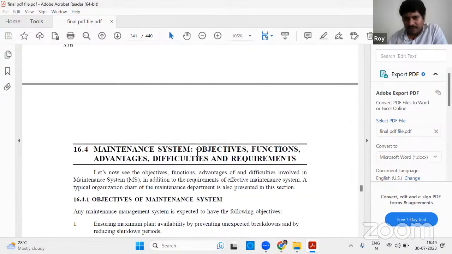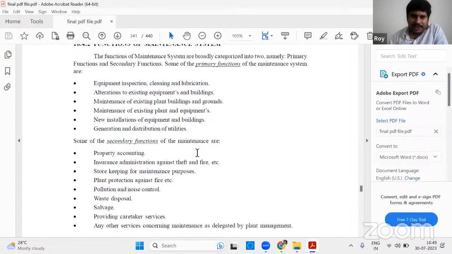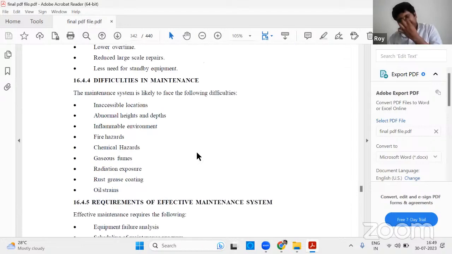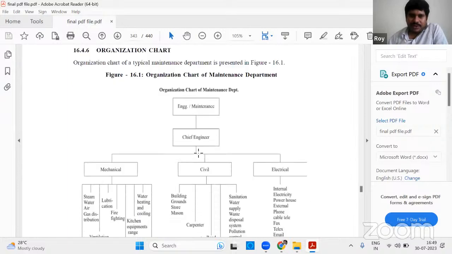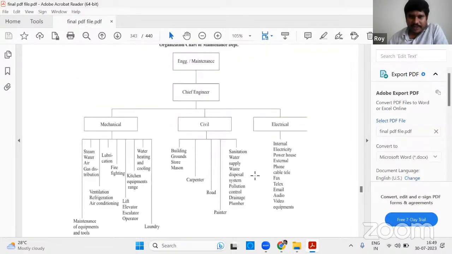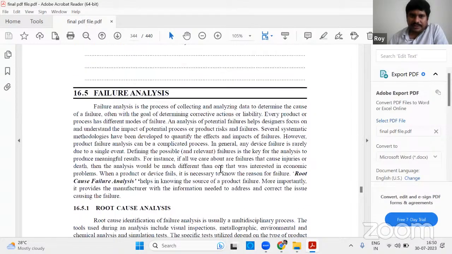This is also an easily understandable concept. The functions and advantages of maintenance management: why we do that is for the decrease of breakdown. You see this organizational chart of maintenance management for the mechanical department, civil department, and electrical department. Under that, they have some roles. For civil, they have this. For the electrical department, this is the role. And they will do that.